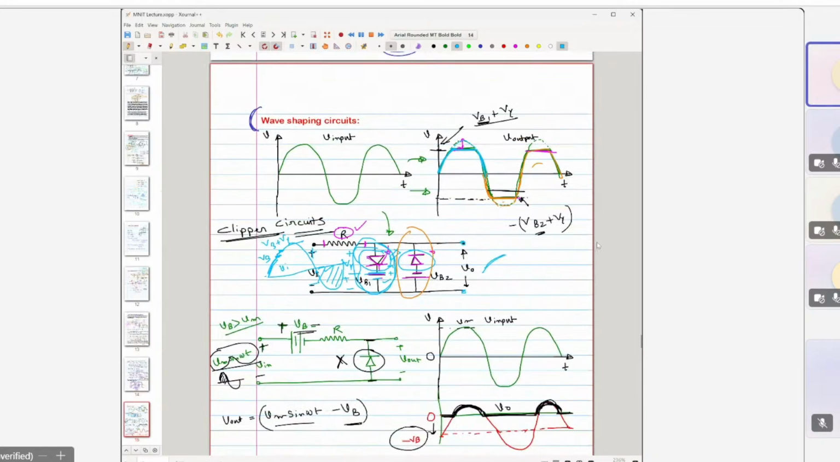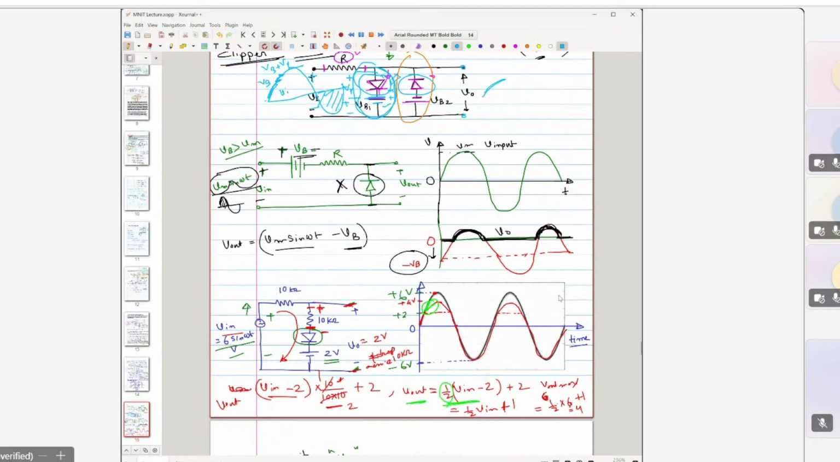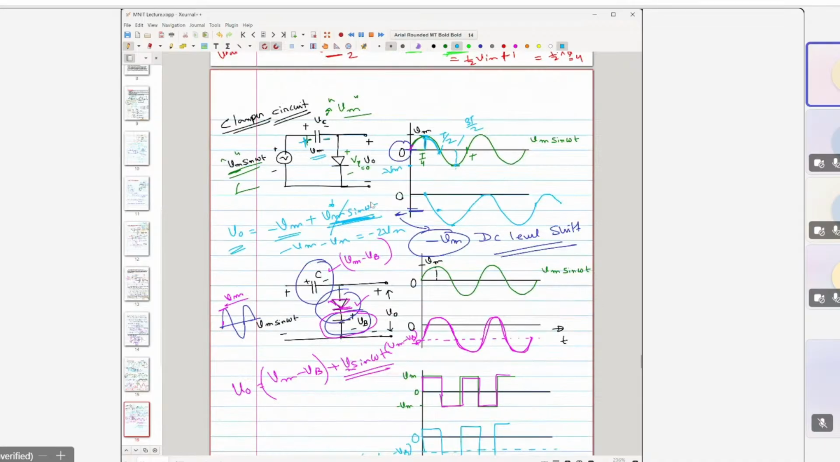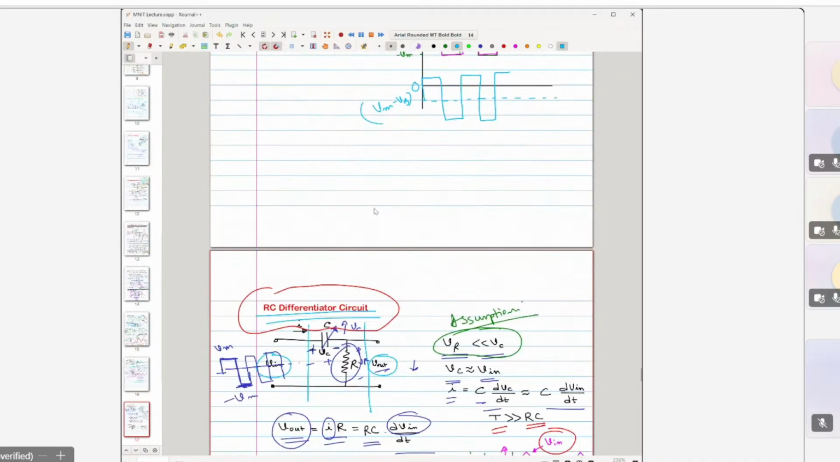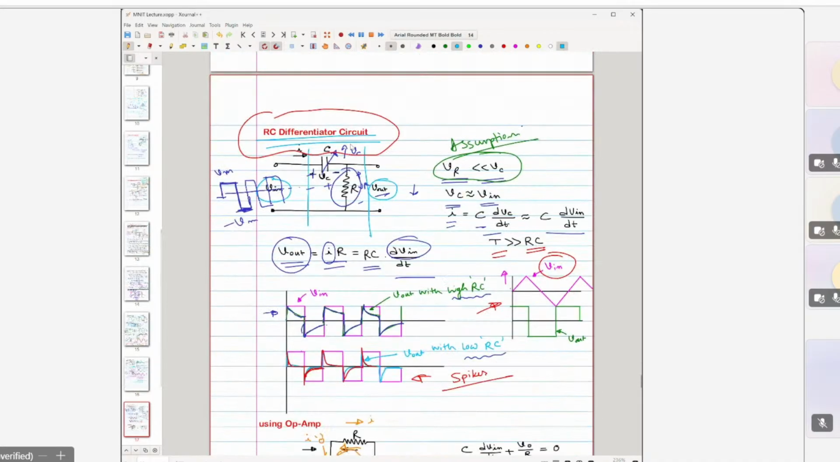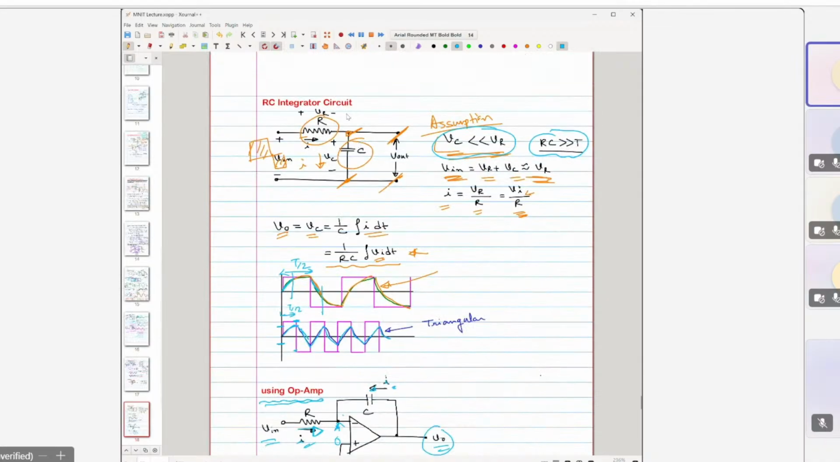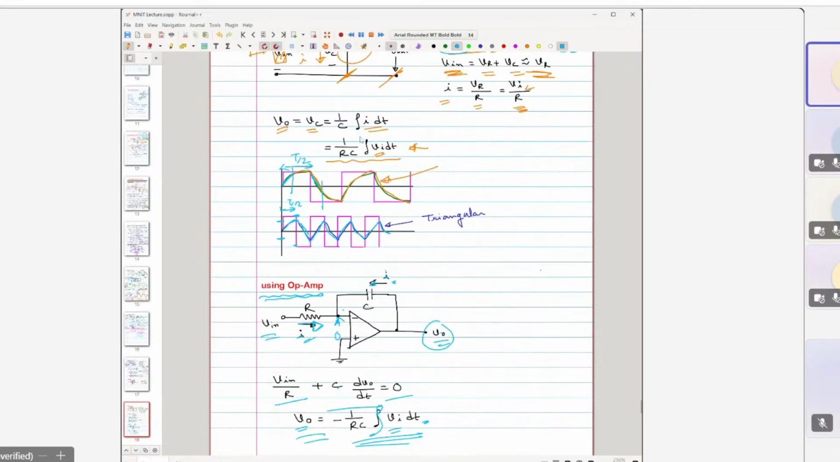In wave shaping circuits, we have discussed different clipper circuits, different clamper circuits, differentiator circuits, and integrators. So with this, I think we are at the end of today's discussion.